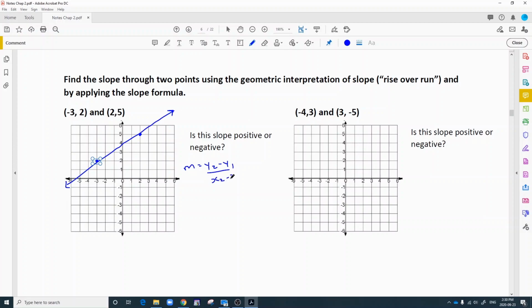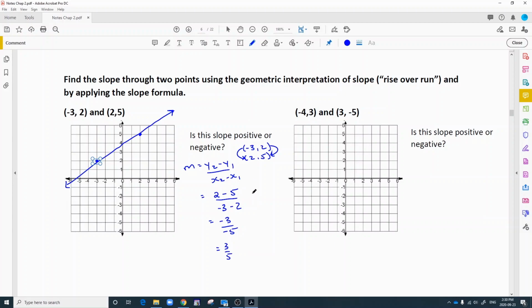If you're using the slope formula, I didn't do this specifically for the one above on purpose, but what I like to do is write my points on top of each other. And then order matters. If I write this as 2 minus 5, so if I do this minus this, then I must do this minus this. So I would go -3 minus 2. 2 minus 5 is -3. -3 minus 2 is -5. So my slope is 3/5.